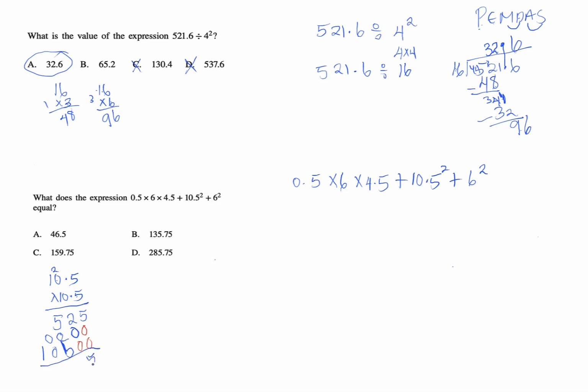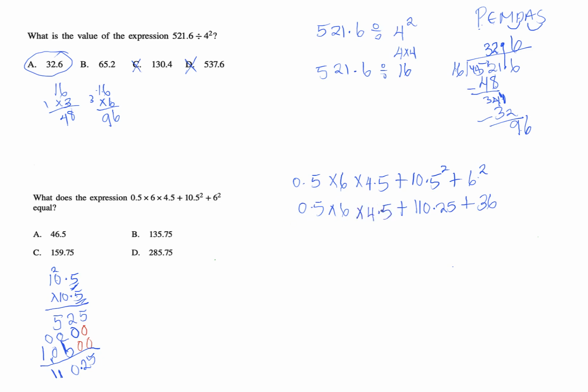So when we add, we get 5. This is 2, that's 10. That's a 1 and a 1. Now, how many decimal places do you have? 2. So your answer is 110.25. And I know 6 squared is 6 times 6, which is 36. So I did my exponents. So next, I have my multiplication.